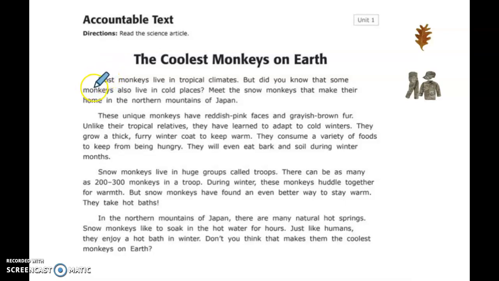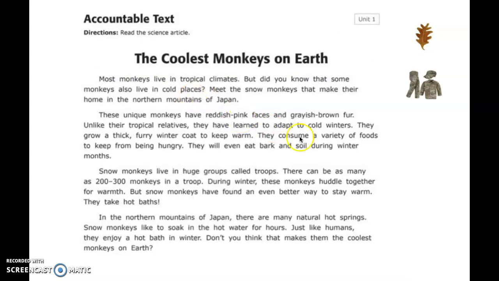So this first, most monkeys live in tropical climates. But did you know that some monkeys also live in cold places? Well, I see the word most makes the O like oak leaf, most. Keep reading and circle words that have the long O or the long U.